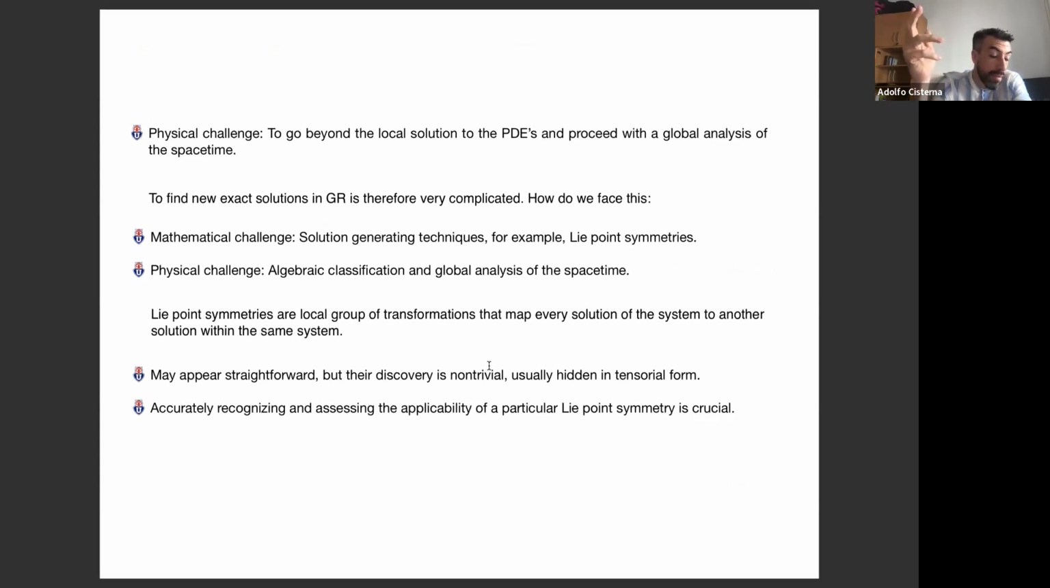Because usually when we are looking for exact solutions, we are in a particular set of coordinates. It's a very local tool. And sometimes because you are working with a particular set of coordinates, there are some undesired features of your solution or things that you cannot understand because of the bad choice of coordinates. So it's important to have tools that allow us to understand globally the spacetime, for example, algebraic classification and so on. So these are basically the two main challenges that solving Einstein equations propose.